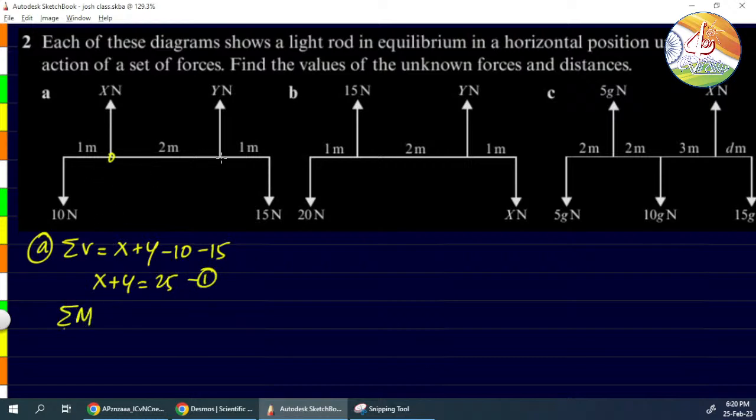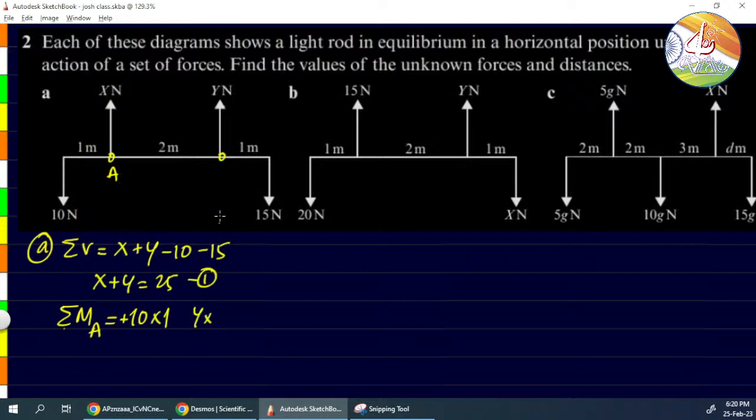Again let's take moment about a point. We have to choose a point such that one of the unknowns will get cancelled. So let us take moment about A. Now we need to take moments due to all the forces. First 10: for 10 the distance is 1, so 10 into 1, and it is anticlockwise, so positive. x will get cancelled because it is passing through A.